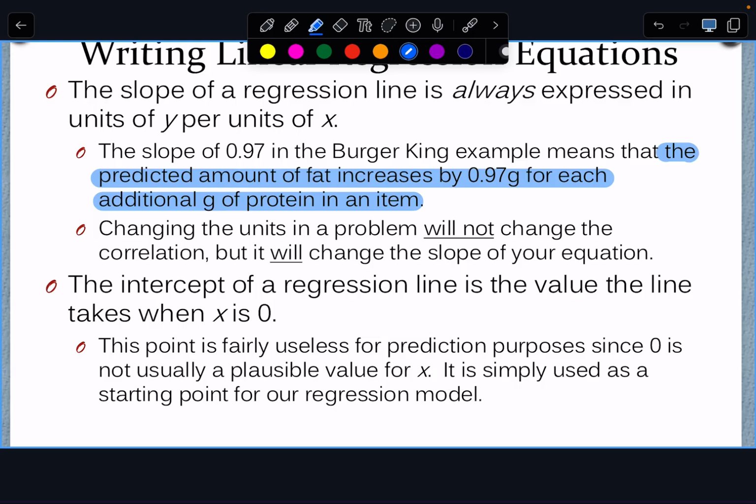Now, as far as prediction purposes go, the y-intercept is not extremely useful because x equals 0 is not typically a plausible value for x in a real-world scenario. So as far as the interpretations go, they may ask you about interpreting that. As far as prediction, it's not going to be very useful to us because that x value equal to 0 doesn't usually take place. So it's really just a starting point for our line, and that's kind of the entire purpose for it. So of the two of those, interpreting slope's probably going to be the more important one. So making sure we know how to do that.